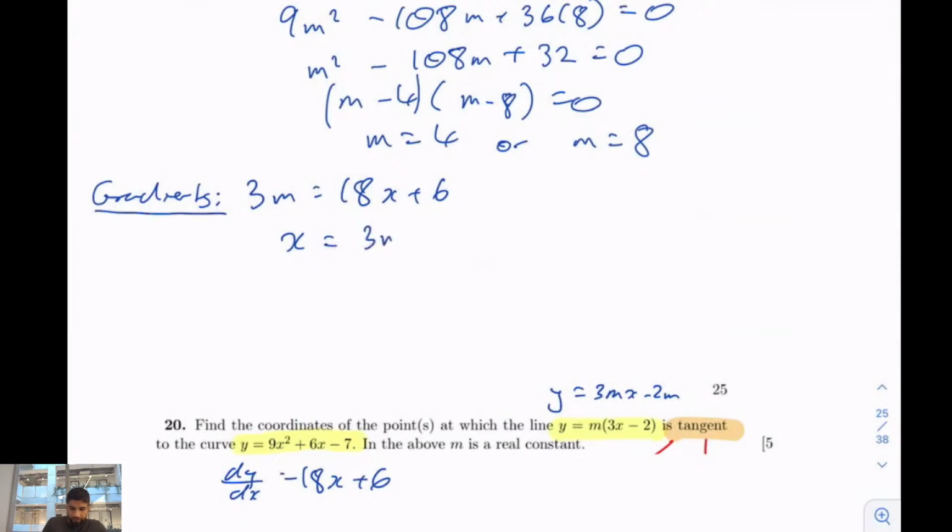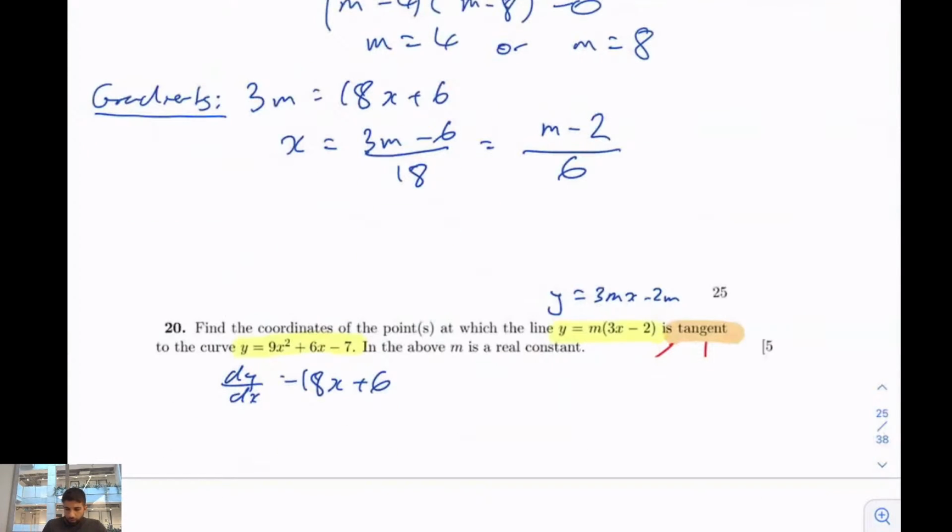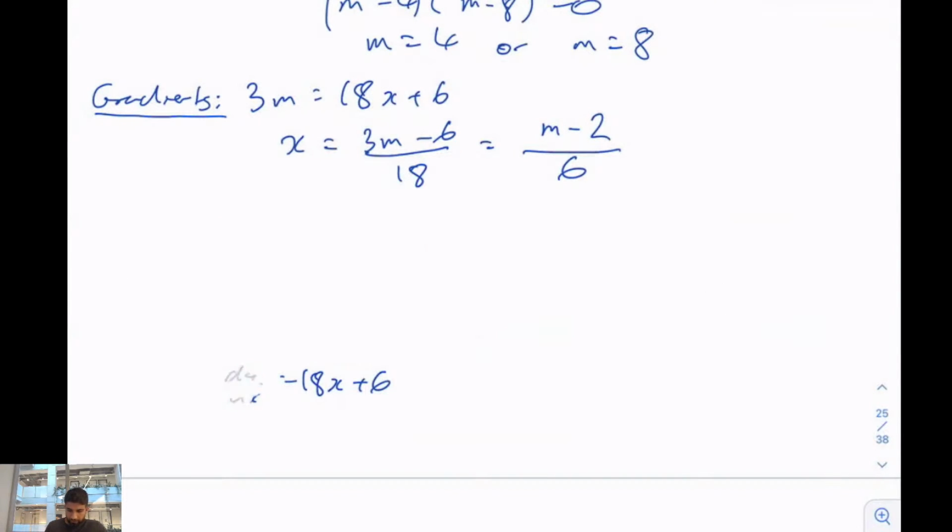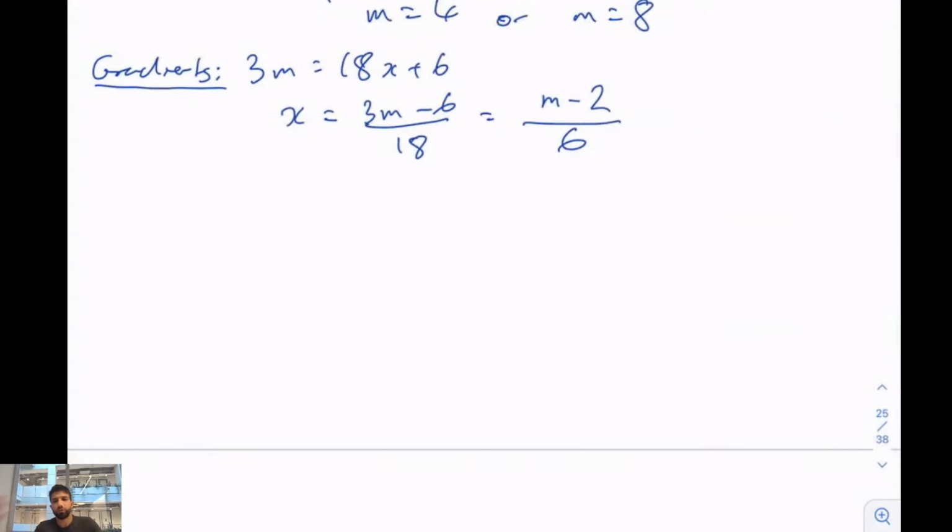x is going to be (3m - 6) over 18, which is (m - 2) over 6. So we can now find what these x values are. To do that, we are going to use the two m values that we got. So for m equals 4, x is going to be equal to (4 - 2) over 6, which is a third.